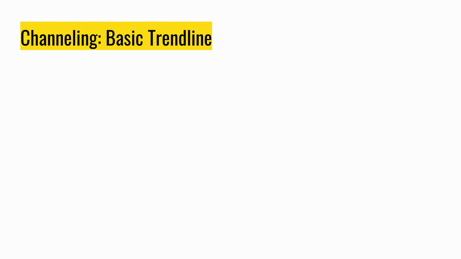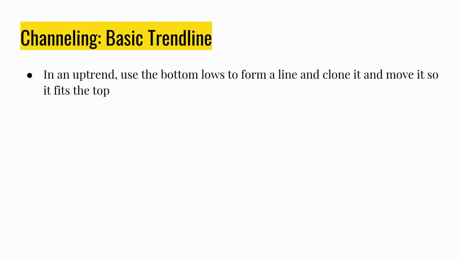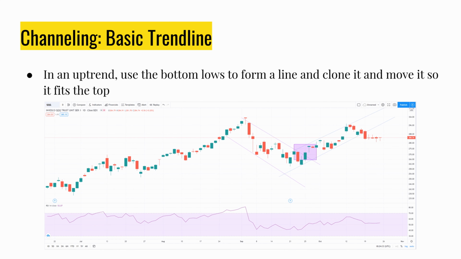Let's now talk about channeling. I made a whole video about channeling, but in short, in an uptrend, draw a channel by drawing the lower trend line first. The lower trend line can be drawn by connecting the bottom lows. You then clone it and move it so it fits the tops. For instance, here's QQQ. The lower trend line was drawn by connecting the lows. It was then cloned and placed up here where we see where it connects to the top.